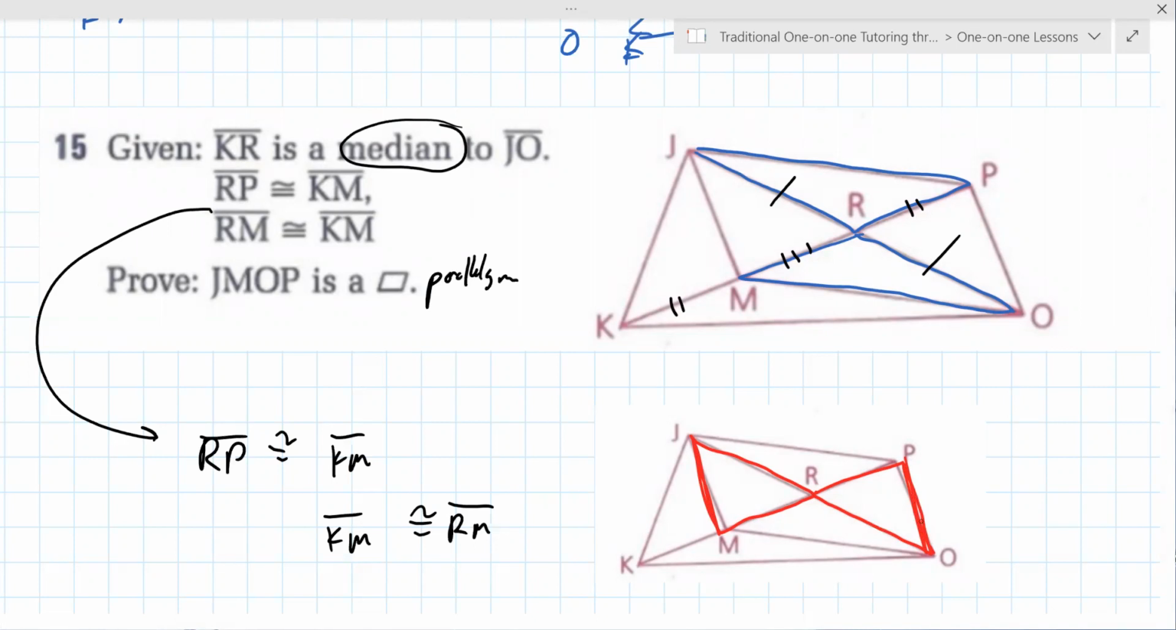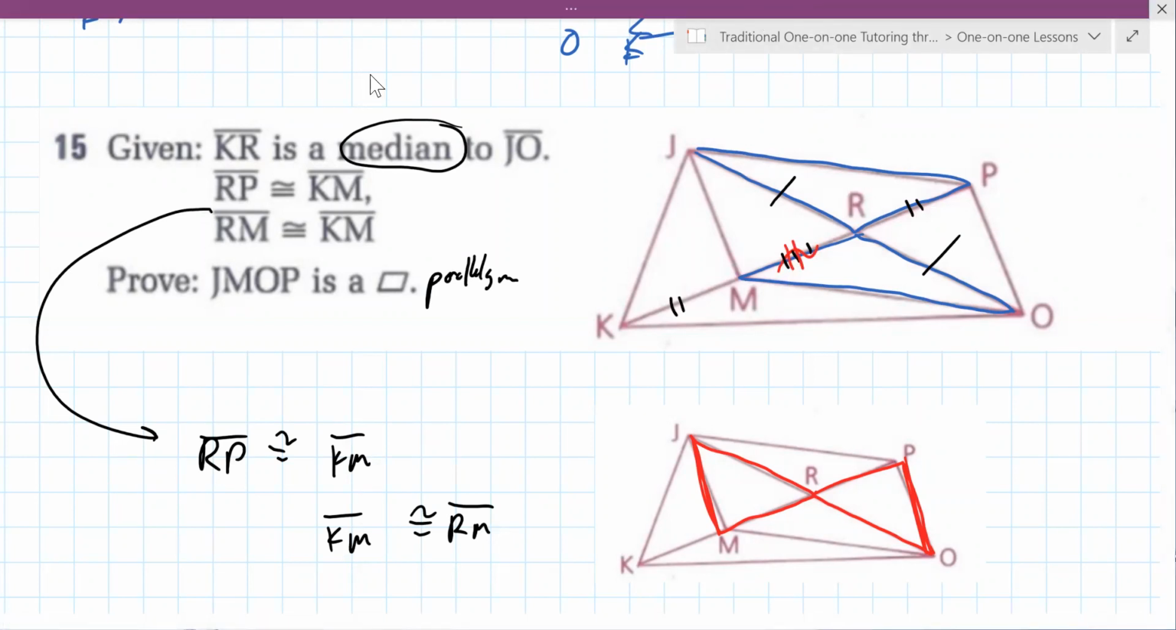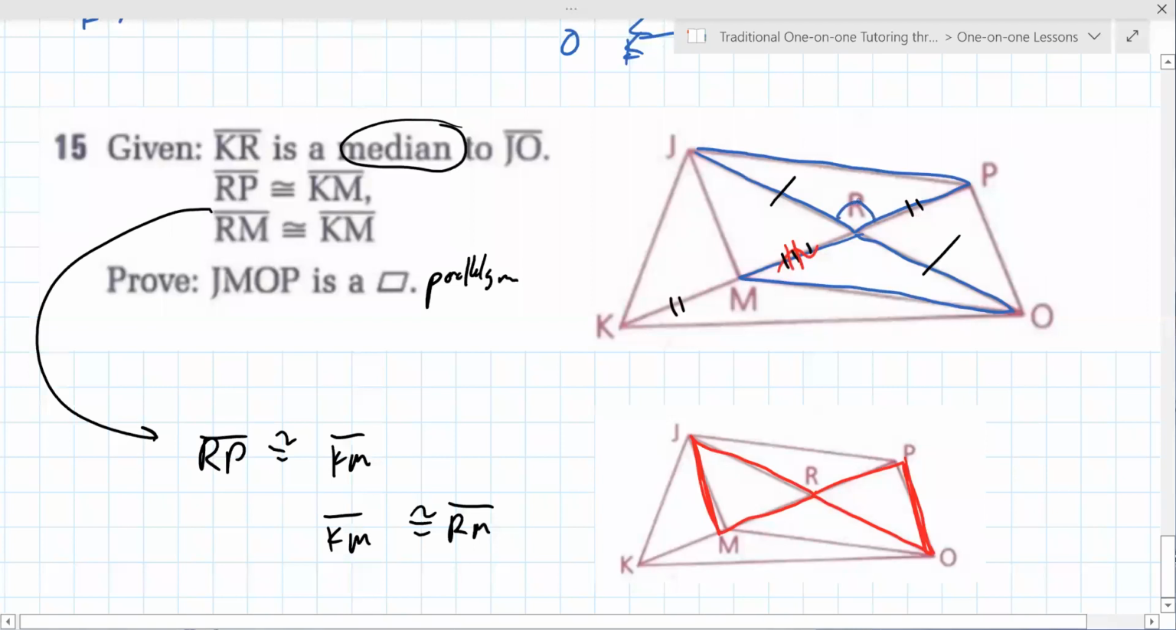So let's look at these blue triangles here. Notice you've already got a side and a side, kind of. You can prove that MR is congruent to KM. So really this is two lines here. That means you've got side and side. So you can prove that this angle up here, this angle right here, is congruent to the one below it through vertical angles.